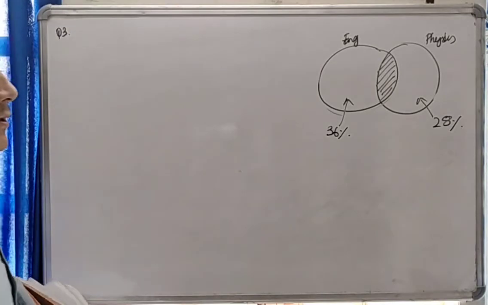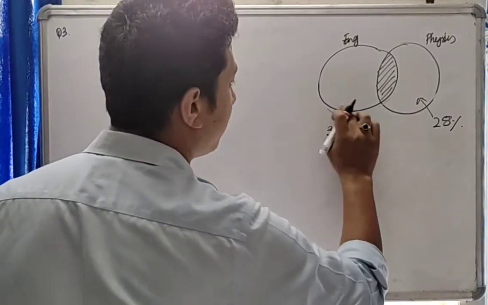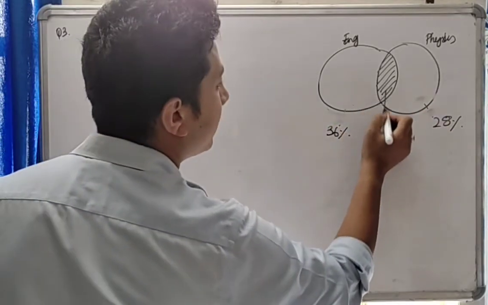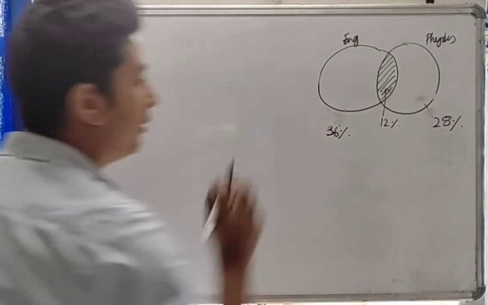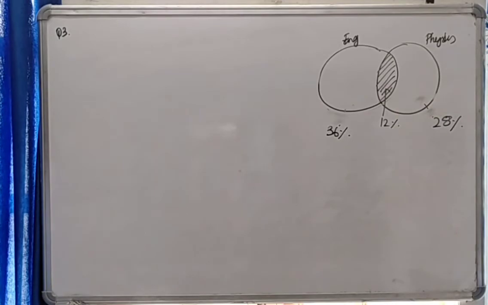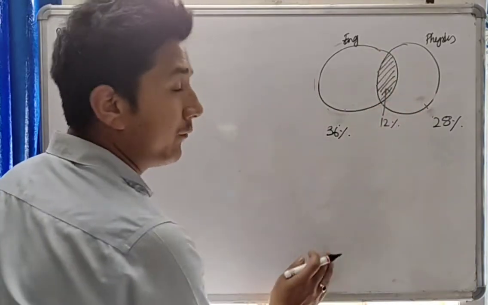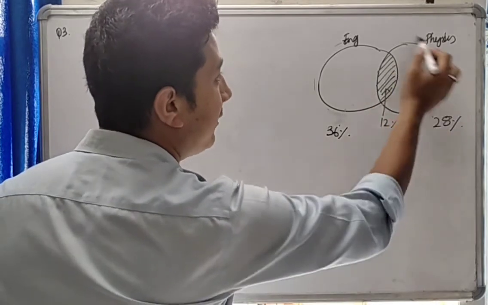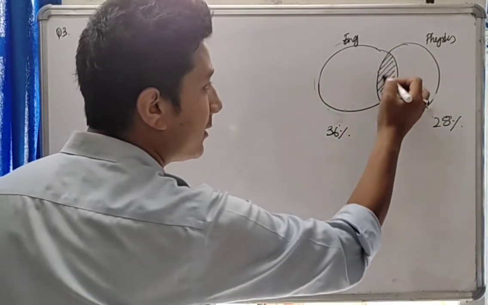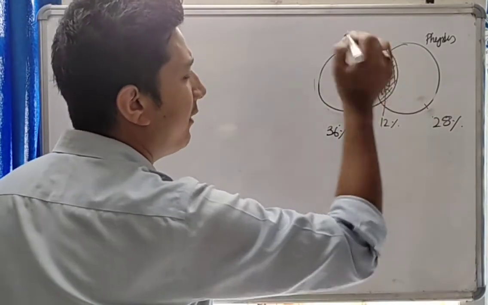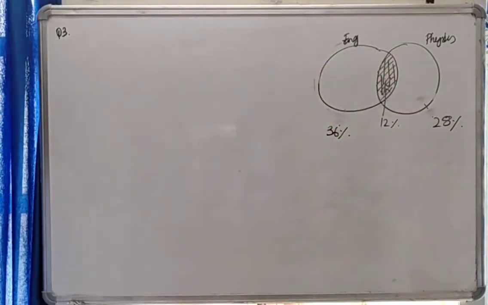Okay, 28% failed in physics. Let's not put this arrow, so that you don't get confused. And then 12% failed in both. This circle indicates failed in English, this circle indicates failed in physics, and this shaded region indicates failed in both. These students failed in English and physics both.